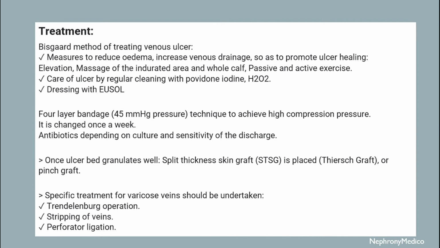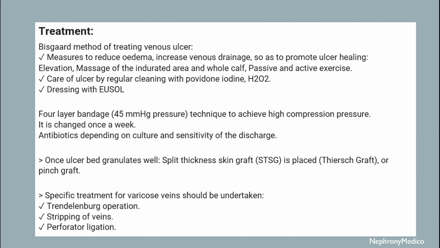Now, treatment. Conservative method of treating venous ulcer may be tried, which includes measures to reduce edema and increase venous drainage so as to promote ulcer healing. Elevation, massage of the injured area and whole calf, passive and active exercise can be done in this case. The care of the ulcer by regular cleaning with povidone iodine, hydrogen peroxide can be done, and dressing can be done. A 4-layer bandage technique to achieve high compression pressure can be done, which is changed once a week, and antibiotics depending on culture and sensitivity of the discharge may be given.